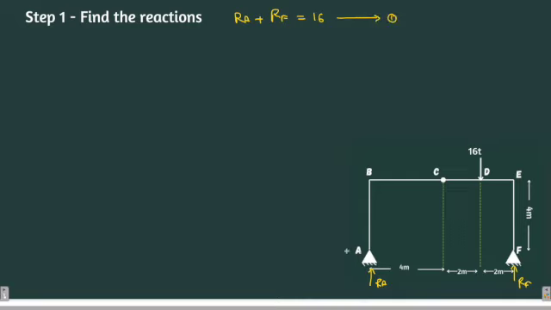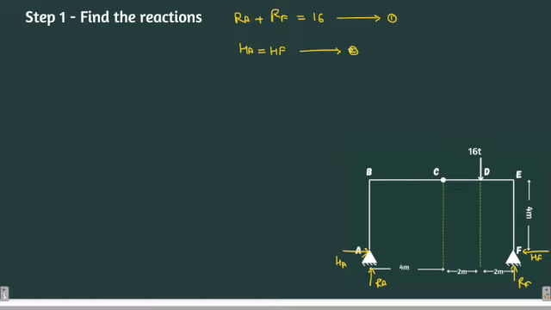A horizontal reaction must also act here. That is, let me write horizontal at A and horizontal at F. Since there is no load acting in the horizontal direction, these two horizontal reactions must counter each other. So here we know that HA must be equal to HF. They must be equal in magnitude and opposite in direction, since there is no external load acting in the entire frame. So this is our equation number 2.